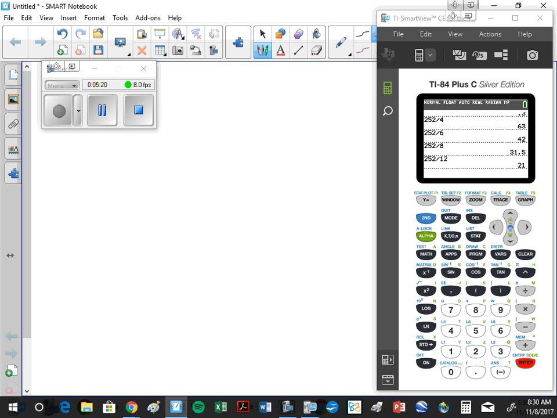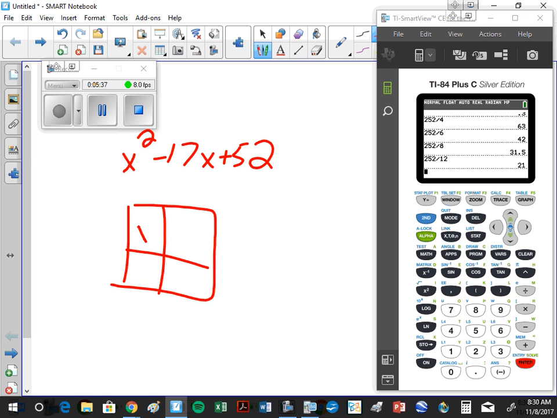What if I have x squared minus 17x plus 52? I need to use the box. X squared and 52, multiply those together, 52x squared, and I'm looking for the factors of 52 that add to be negative 17. I recommend that you look for these in order.